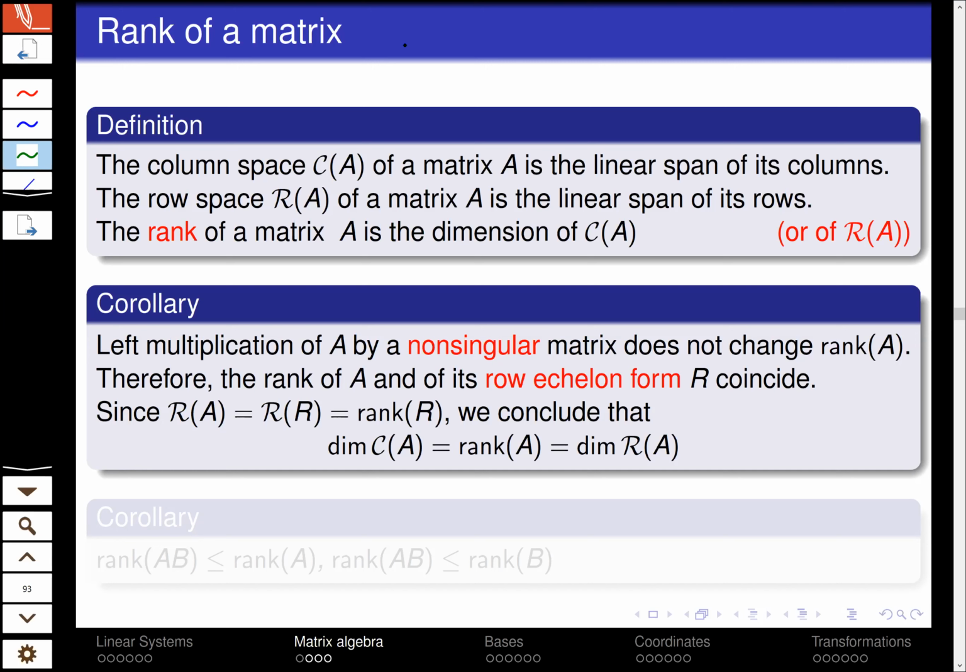So this B inverse applied to C is equal to Y. Now, what is the column space of AB? Column space of AB is the set of vectors of the form ABX. Correct?